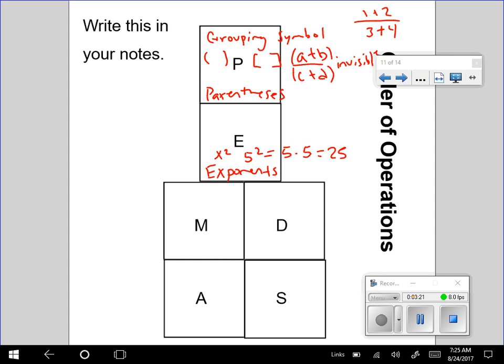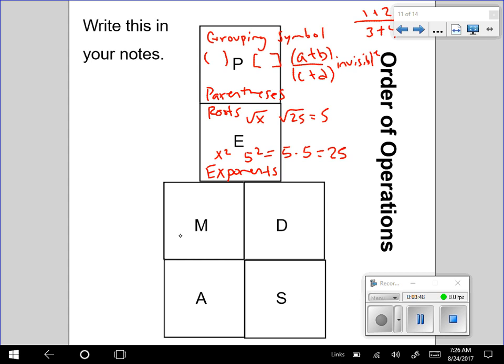What you may not realize is E can also include roots. Roots are the inverse of exponents. Roots are something like the square root of x, or the square root of 25, which is 5. We'll talk about roots as we continue on in Math 8. You won't see roots very often within the order of operations problems.